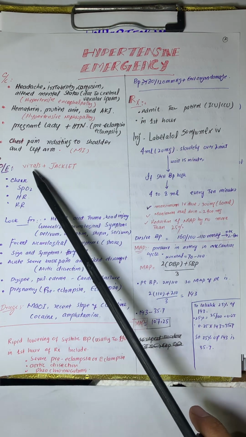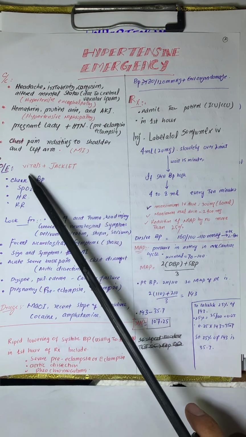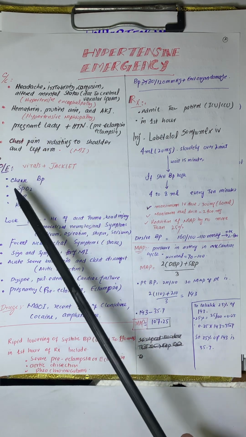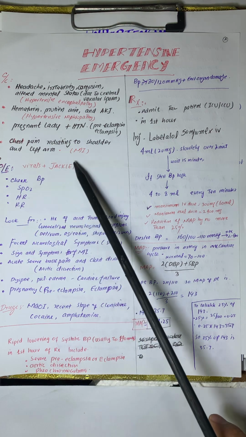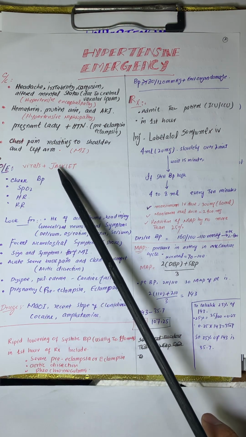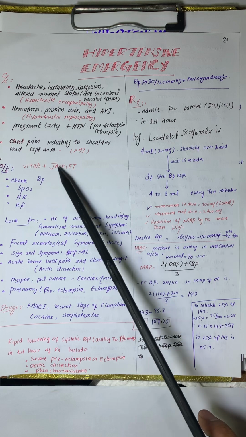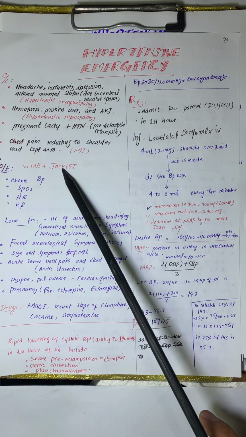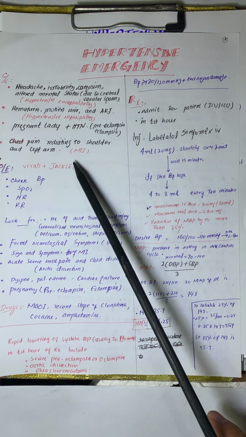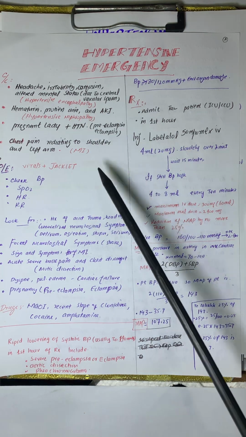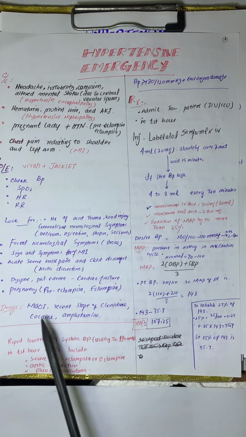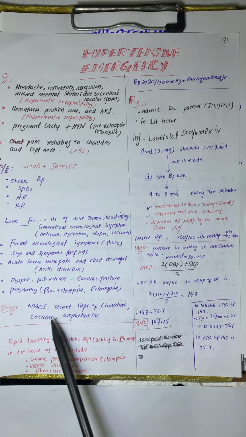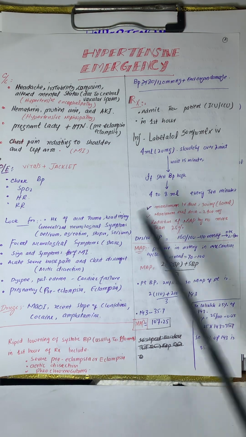On examination, you check vitals and do a physical examination. Vitals: you check blood pressure, saturation, heart rate, respiratory rate, temperature. And physical examination: you check JACCKLET. JACCKLET means J, jaundice, A, anemia, C, cyanosis, clubbing, koilonychia, leukonychia, edema, and thyroid examination. You take the history of drugs: MAOI, rebound stop of clonidine, cocaine, and amphetamine.